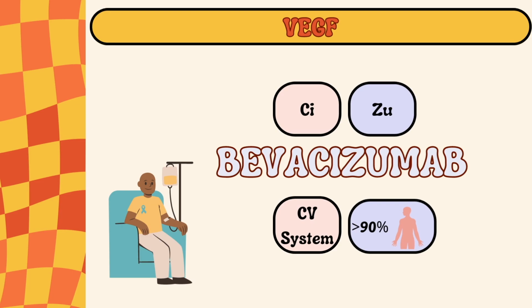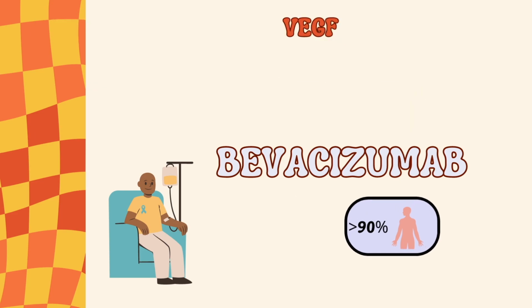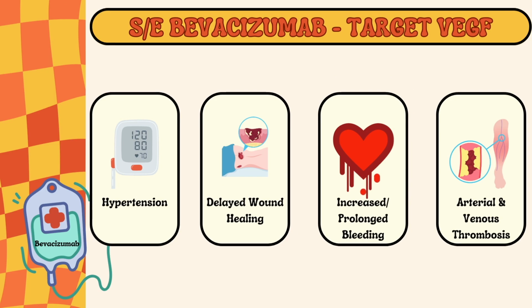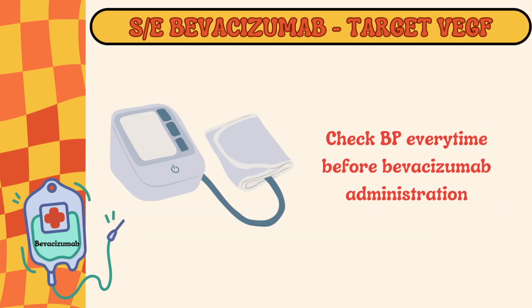So CI in bevacizumab means that it targets the CV system, and ZU means that it's over 90% from human. So the infixes give us clues that the potential side effects will be largely on the CV system and that the hypersensitivity reaction wouldn't be so high because it's over 90% from human. And now we can see that hypertension is actually one of the main side effects of bevacizumab. It is so important that before every bevacizumab administration, patients need to have their blood pressure checked.